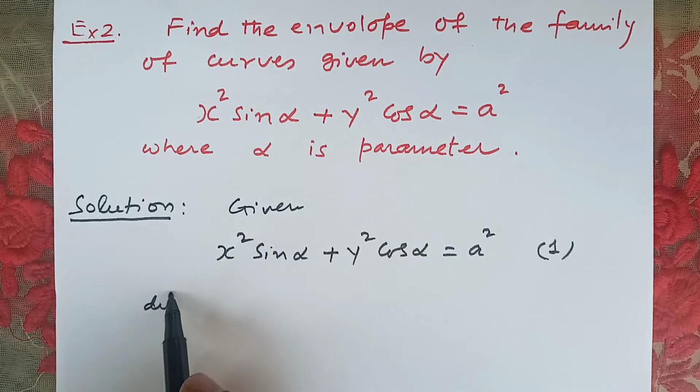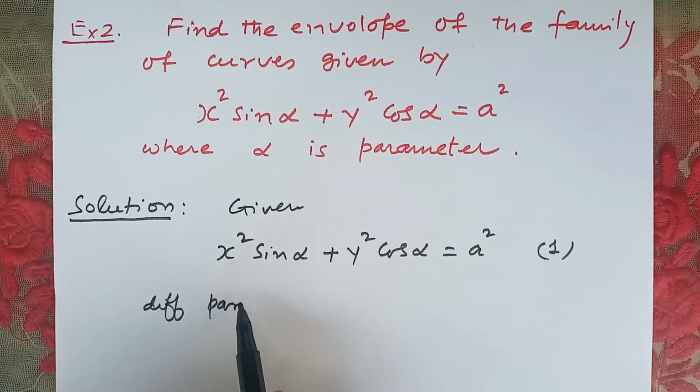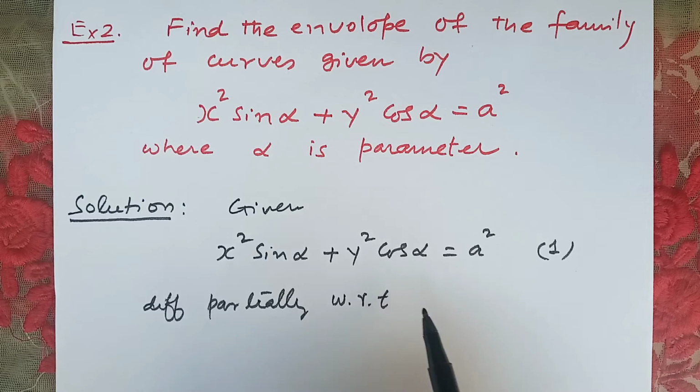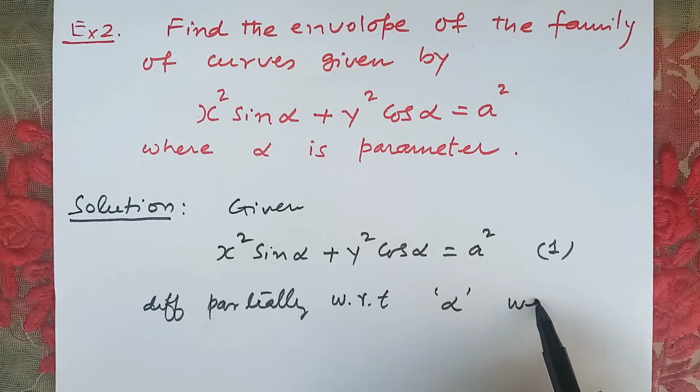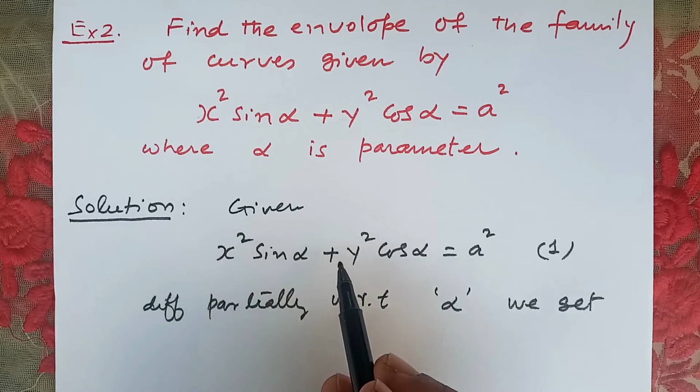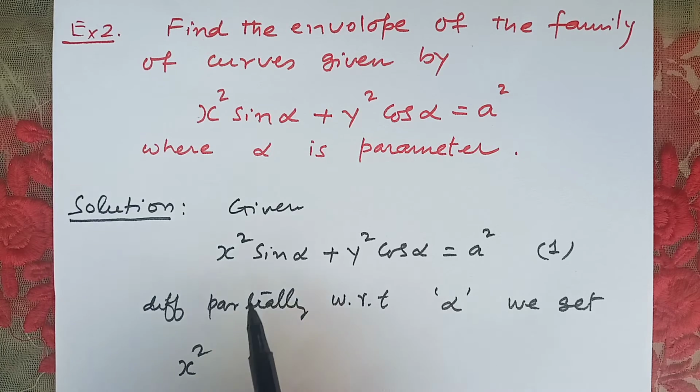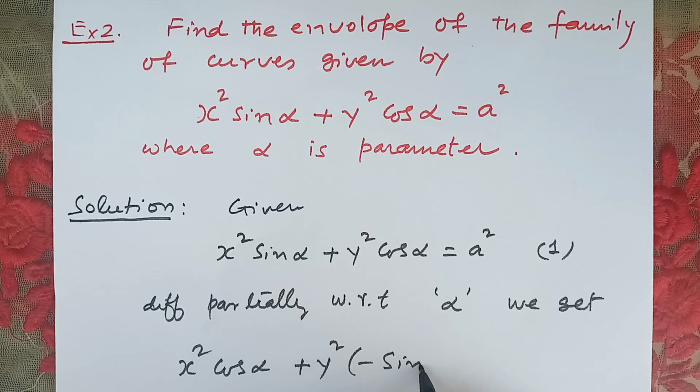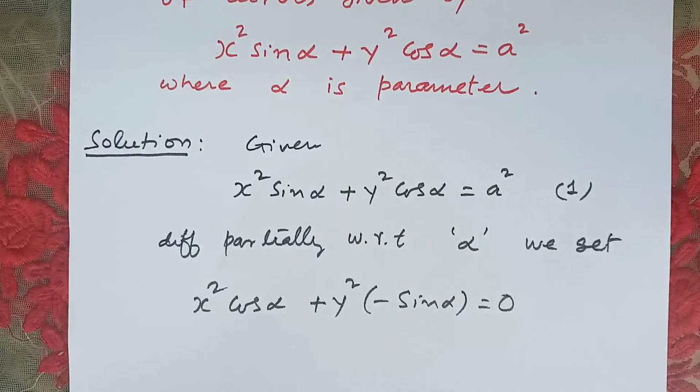So the next step is differentiating partially with respect to the parameter. Differentiating partially with respect to alpha, we get, here x, y and a are constants, so x square times the derivative of sin alpha, which is cos alpha, plus y square times the derivative of cos alpha, which is minus sin alpha, is equal to 0. So this is equation number 2.